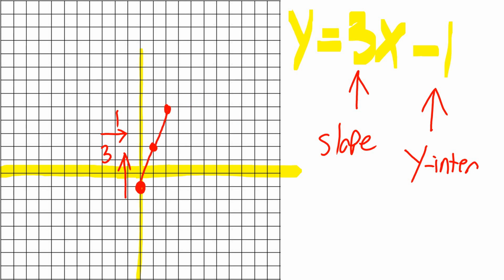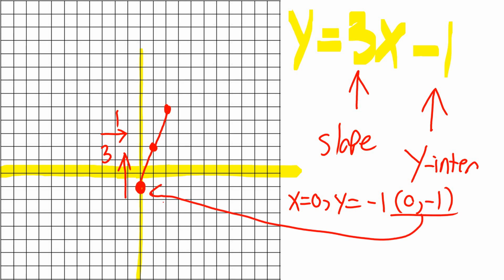Now, if that doesn't make much sense to you, you could do it the slower but sure method. So for the slow way, you just plug in numbers. So let's say x equals 0. Then what does y equal? Okay, so plug it in. 3 times 0 is 0. You're left with -1. Hey, take a look. This coordinate 0, -1. This is this.